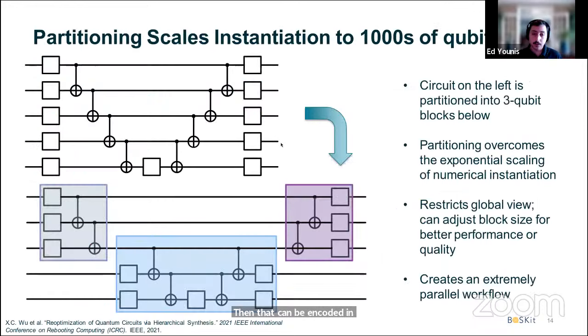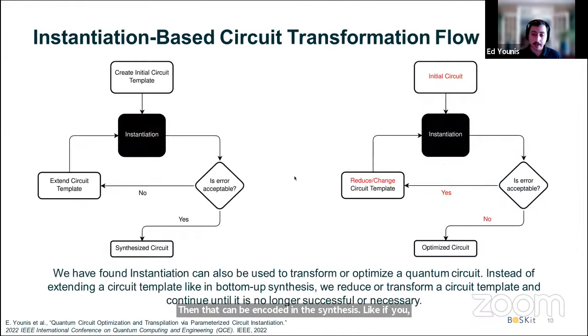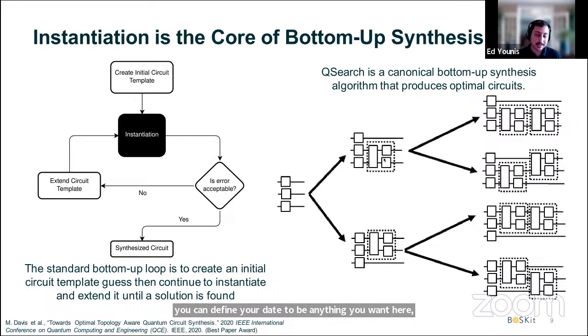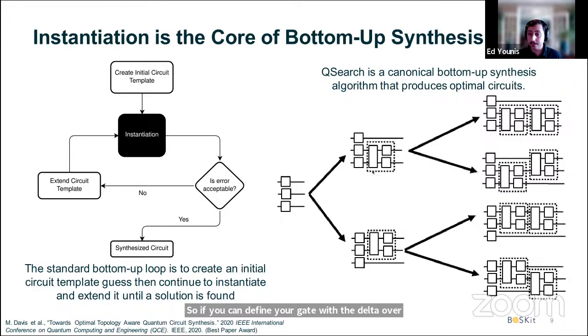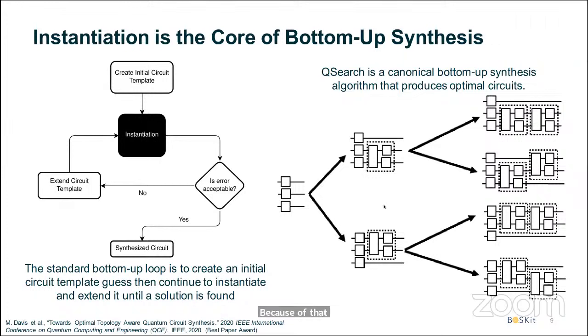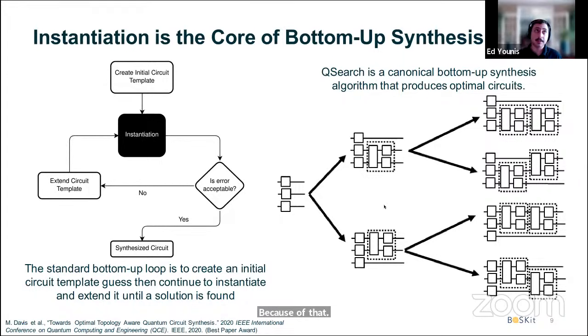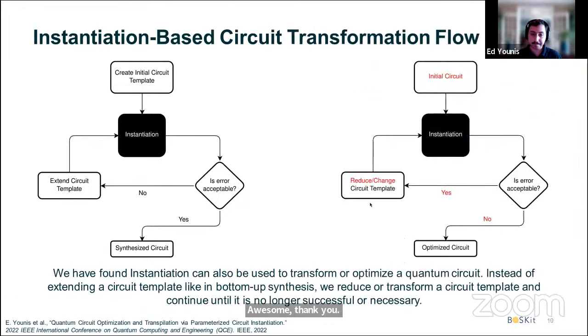You can define your gate to be anything you want, right? So if you define your gate with the delta over rotation, the synthesis will actually turn that error, and we've done this, into valid computation, and potentially in some cases reduce the depth of the circuit because of that error. When it becomes stochastic noise, it becomes a little bit more complicated. But with coherent noise, we can do a lot of cool things there.